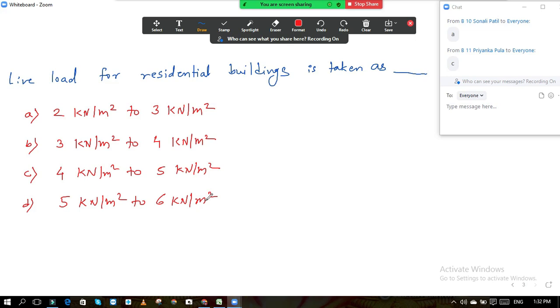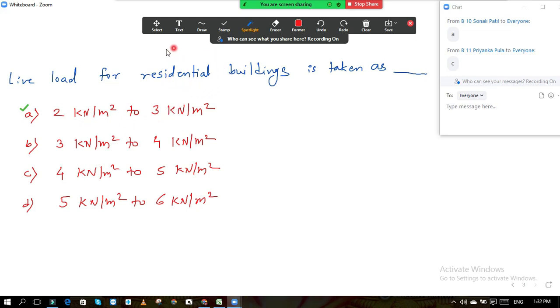Okay, for public building it is 4 kilonewton per meter square to 5 kilonewton per meter square. Correct. So here the correct answer is for residential building. If you see for residential building it is in between 2 kilonewton per meter square to 3 kilonewton per meter square. Okay, this is for residential building.